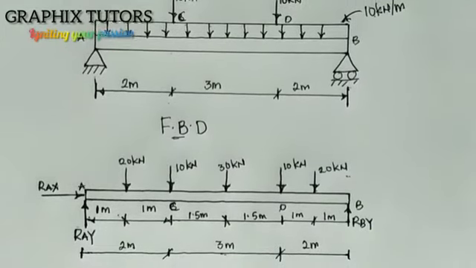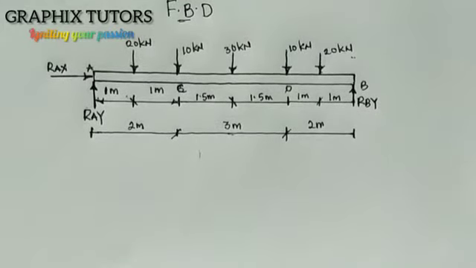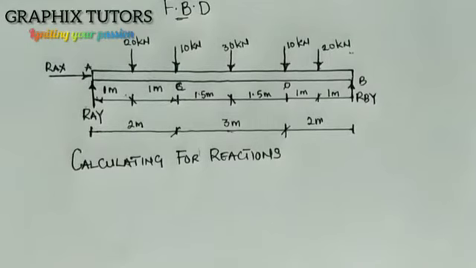Now the next thing we have to do, let's move up. We need to calculate for what? For the reaction. So for you to calculate the reaction, you need your condition for what? Equilibrium. So I'm going to write calculating for reaction. We use the condition for equilibrium, and there are 3 of them.